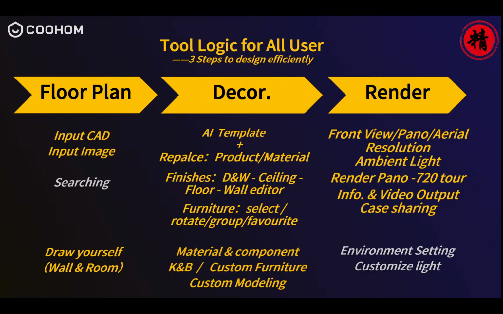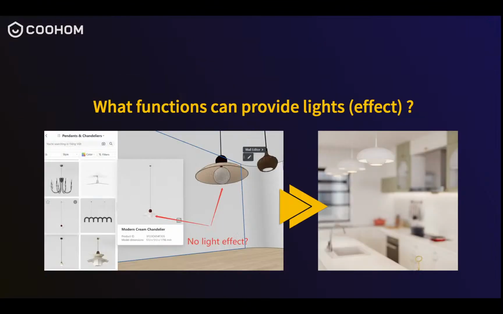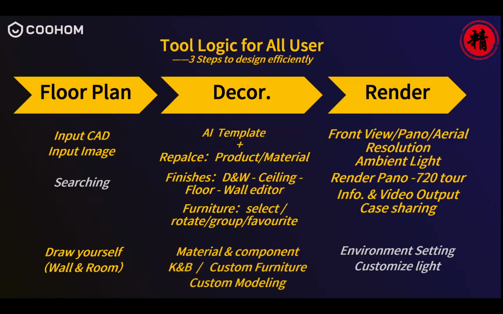You see, just directly get started with the decoration. What kind of function can provide a light effect to our resource? Even sometimes we don't have the light effect. Sometimes I will get started with a very simple scenario where the model doesn't contain the light anymore. So I want to have the light. So how can I do that?